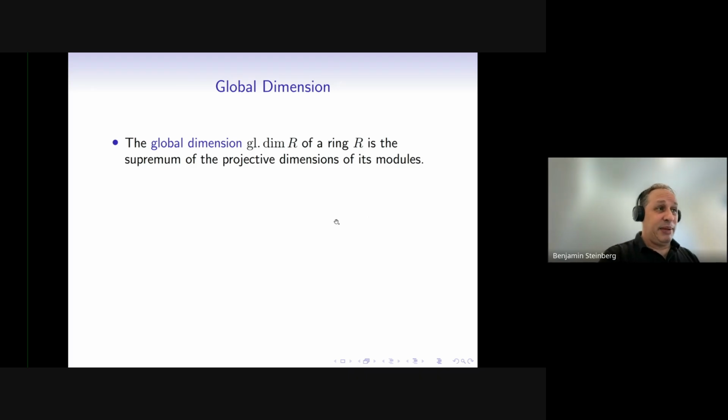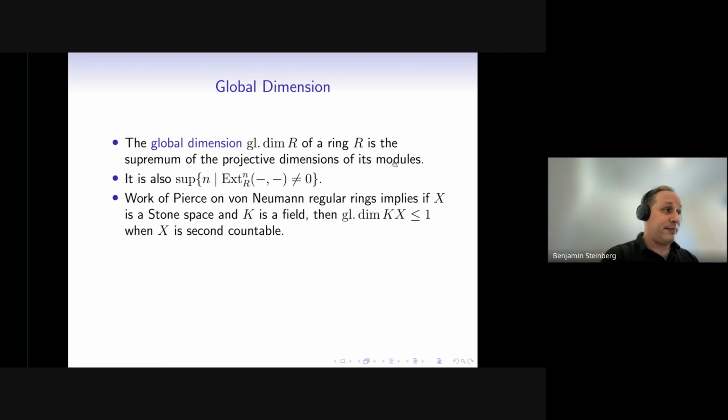So I just want to say a little bit about global dimension. I don't have that much time. So the global dimension of a ring R is the supremum of the projective dimensions of its modules. It's also the largest n for which Ext^n of some pair of modules is not 0. And let me just point out, there's work of Pierce on von Neumann regular rings, which tells you if X is a Stone space, K is a field, and X is second countable, then the global dimension of K^X is less than or equal to 1.